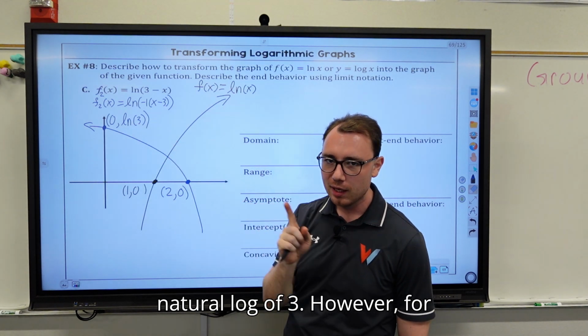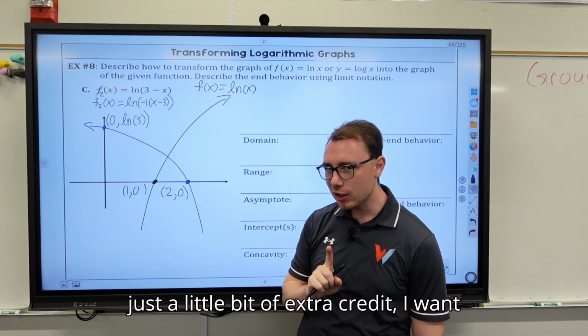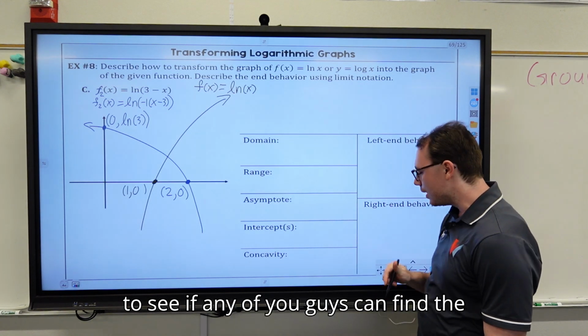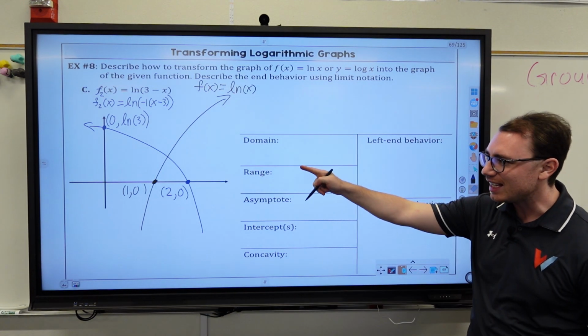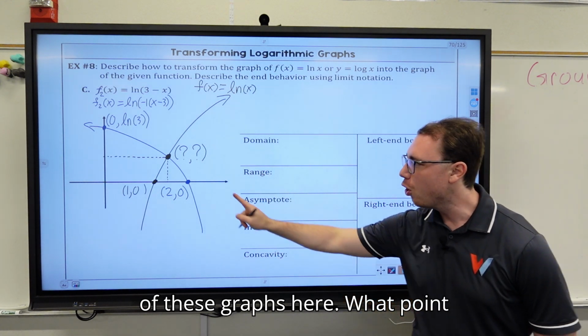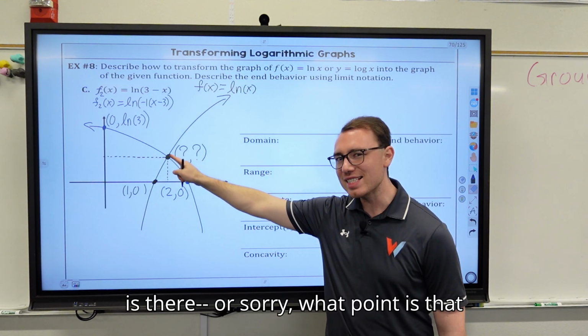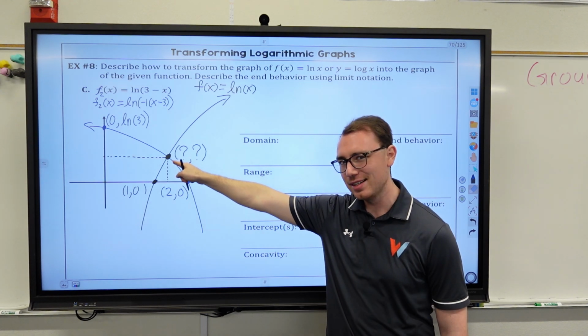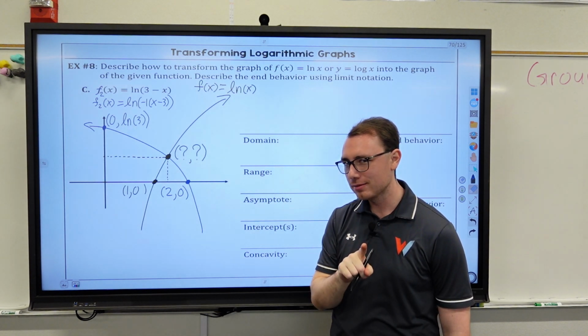However, for just a little bit of extra credit, I want to see if any of you can find the intersection between both of these graphs. What point is it where those two graphs meet?